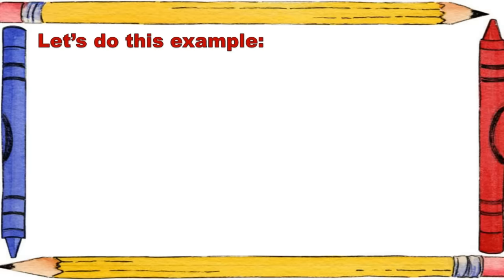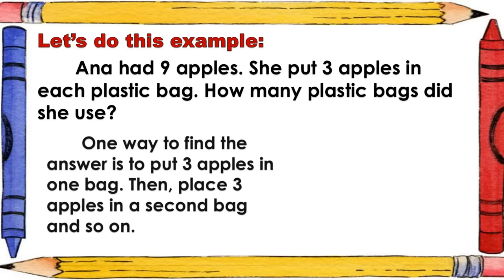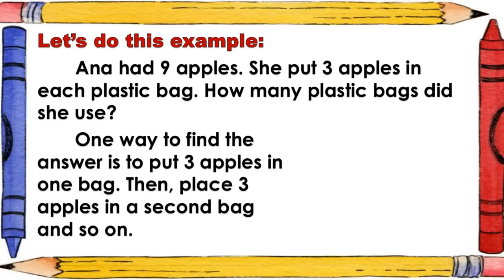Let's do this example. Anna had 9 apples. She put 3 apples in each plastic bag. How many plastic bags did she use? One way to find the answer is to put 3 apples in one bag. Then place 3 apples in a second bag and so on.